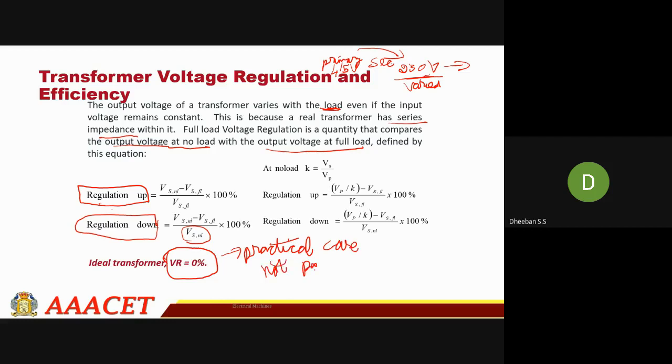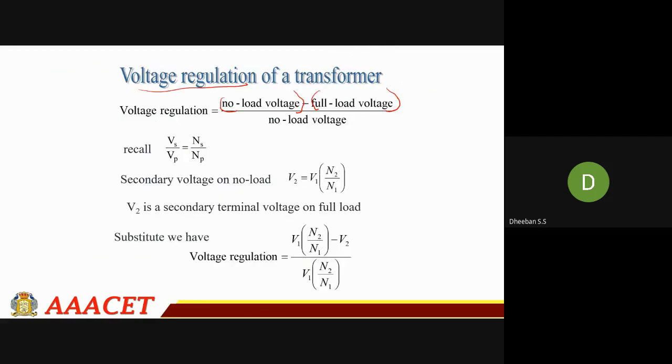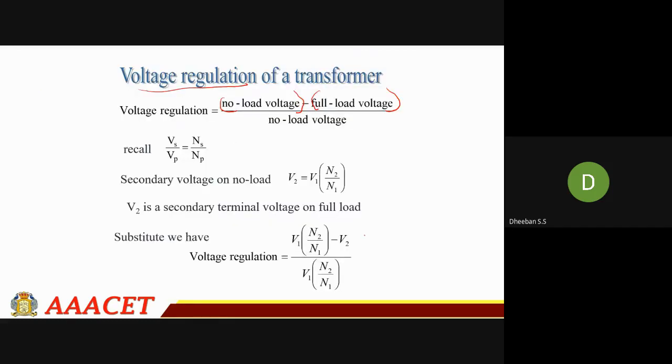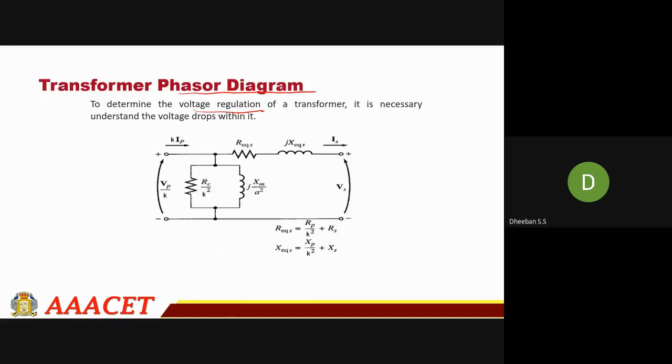Now we will be defining the voltage phasor diagram based upon the voltage regulation. From this they will be asking problems. You just see through it. Sorry, this is an equivalent circuit. Now they have converted this into your primary. It is a primary equivalent. From your secondary, they have converted it with reference to your primary.